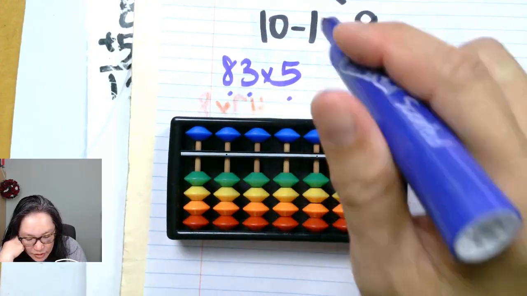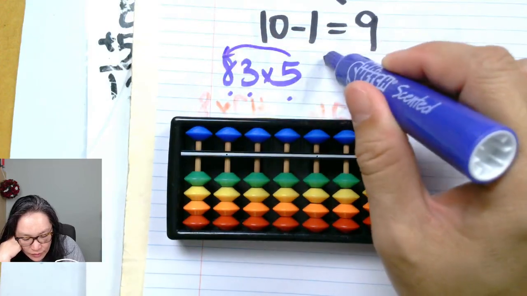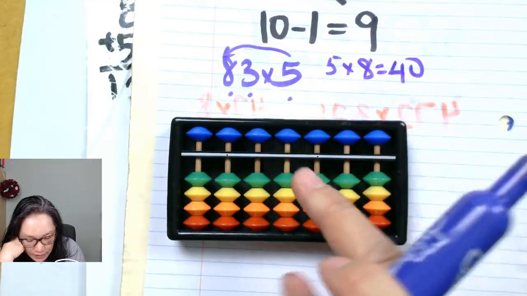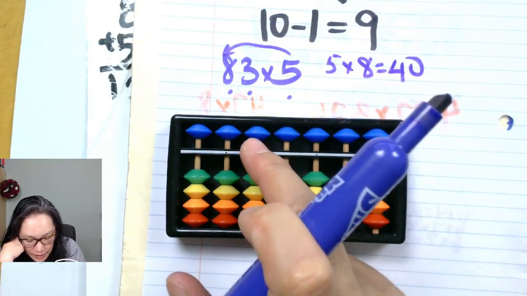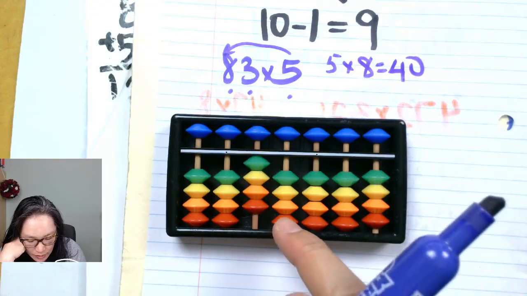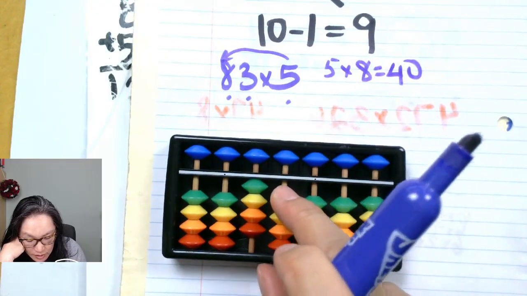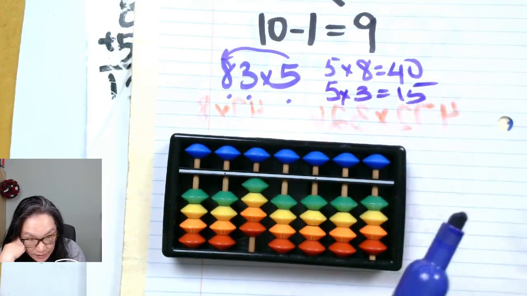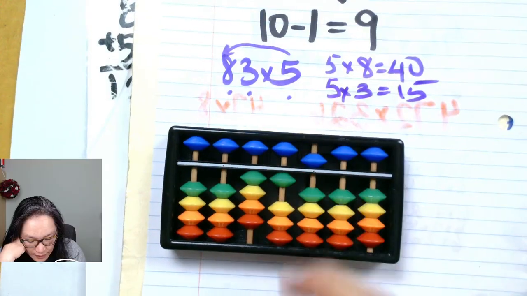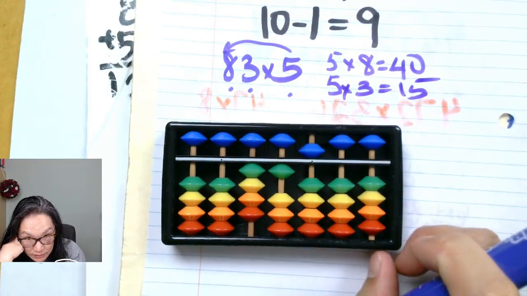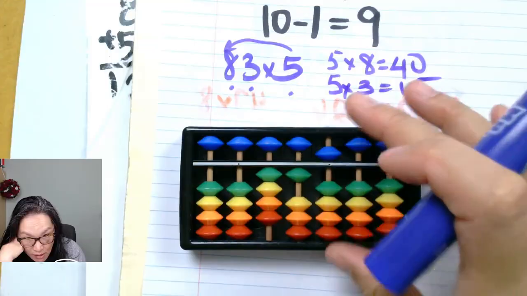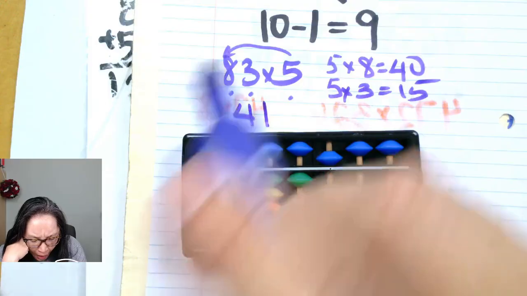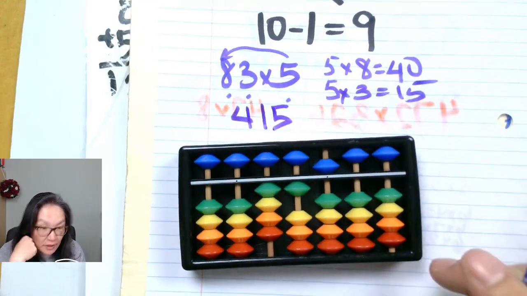1, 2, 3. So the first thing we're going to do is 5 times 8 is 40. 4 and a 0. There's a 0 here. The next thing we're going to do is 5 times 3 is 15. Add 1, add 5. And that's my answer. That's it. I'm done. 415.